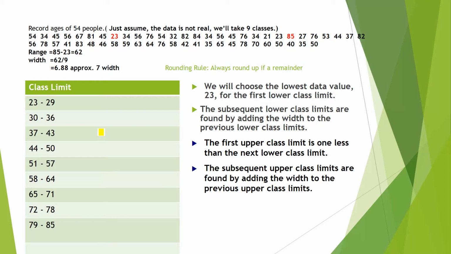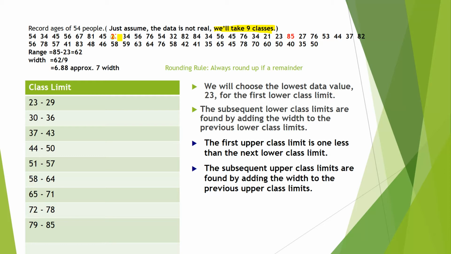This is the example. Suppose these are the ages of 54 people, and this is just an assumption, the data is not real. In this example, suppose we are considering 9 classes: 1, 2, 3, 4, 5, 6, 7, 8, 9. And this is the raw data. On the basis of these numbers or ages, we cannot make any conclusion. So we have to arrange this data in groups, then make a tally sheet, and then conclude with the help of the table we have made.